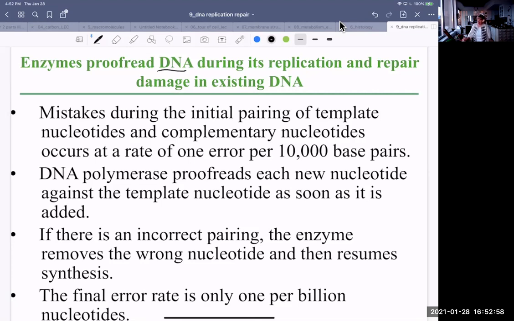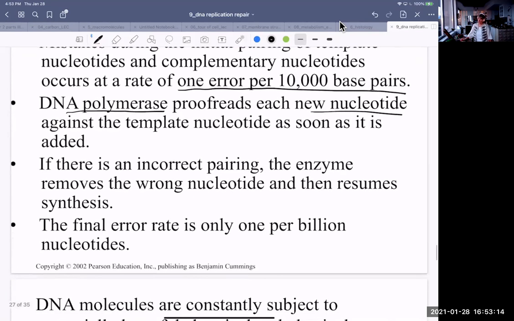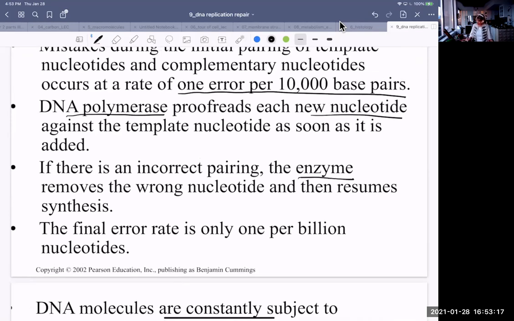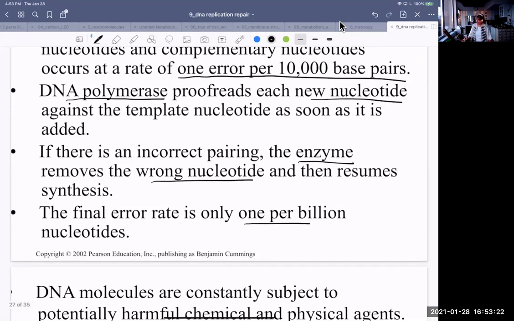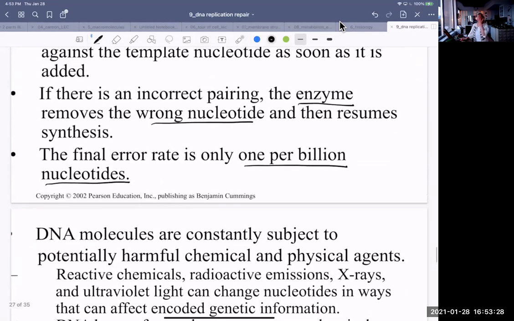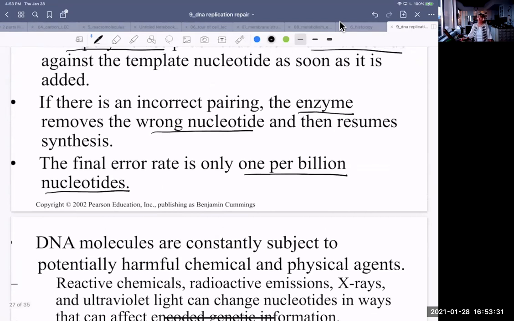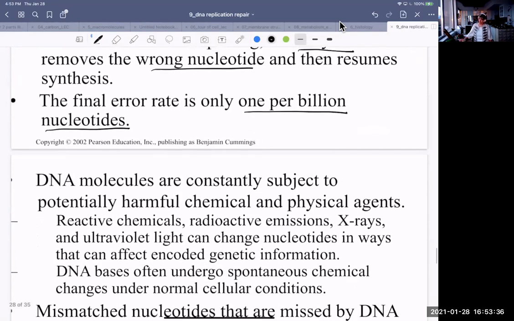Yeah, there can be mistakes. The wrong nucleotide, for example, like one error per 10,000 base pairs. Well, if that were the case, none of our DNA would work. But another DNA polymerase proofreads each new nucleotide against the template as soon as it's added. If there's any incorrect pairing, the enzyme removes the wrong nucleotide and resumes synthesis. So it turns out to be just 1 per billion nucleotides. And that one error usually doesn't make any difference whatsoever, because there's a lot of repeating of the codons, especially the last base of the codon.